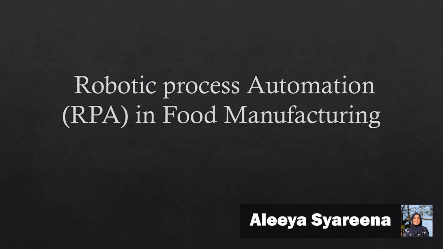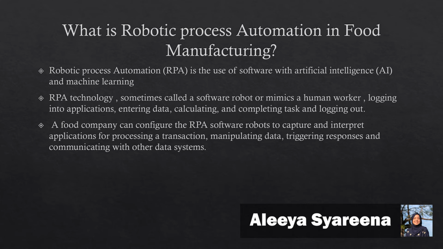Robotic process automation (RPA) in food manufacturing. What is robotic process automation in food manufacturing? Robotic process automation (RPA) is the use of software with artificial intelligence (AI) and machine learning.